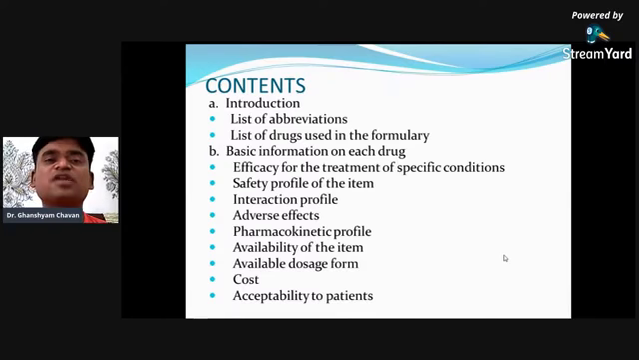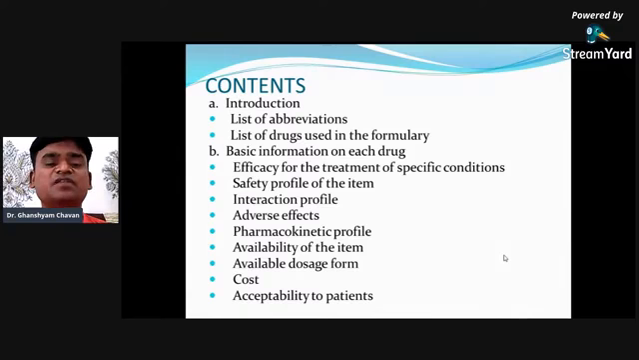So the safety profile is also important. If a drug is efficacious, no problem. To treat that disease, the drug must be efficacious, but it must also be safe. So, safety profile. If a drug is not safe, you cannot use that drug.